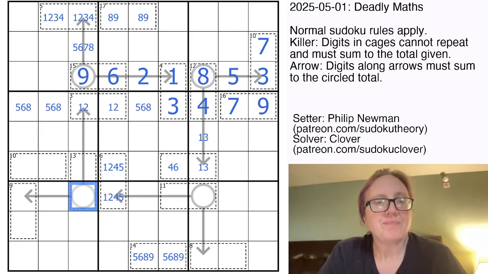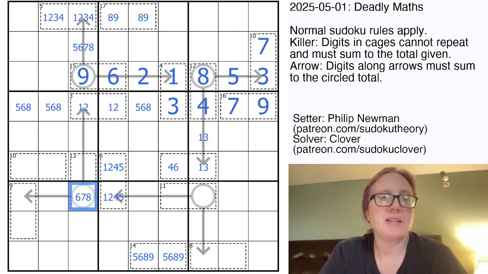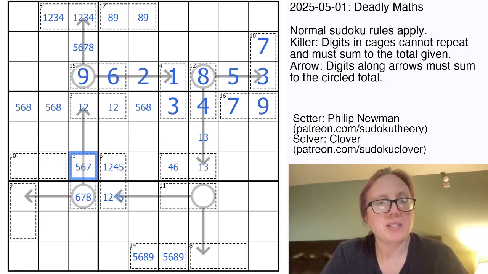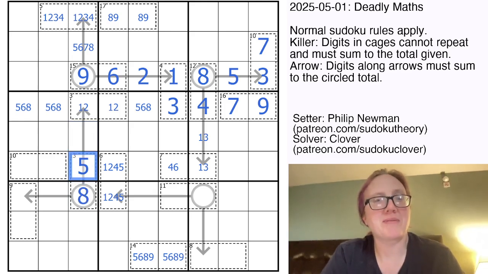Now this cell, it's the bulb of a 3-length arrow, so it has to be 6, 7, 8, or 9, but because we already have a 9 here, it can't be 9. And it's in a 13 cage, so it's either 8 plus 5, 7 plus 6, or 6 plus 7. So it can't be 6 plus 7 because that's far too big to be part of a sum of 7. If it's 7 plus 6, we're already up to 6, and then we would have to have like a 1 and a 0 on this arrow to make it sum to 7. So that's not going to work either. It's got to be 8 plus 5.